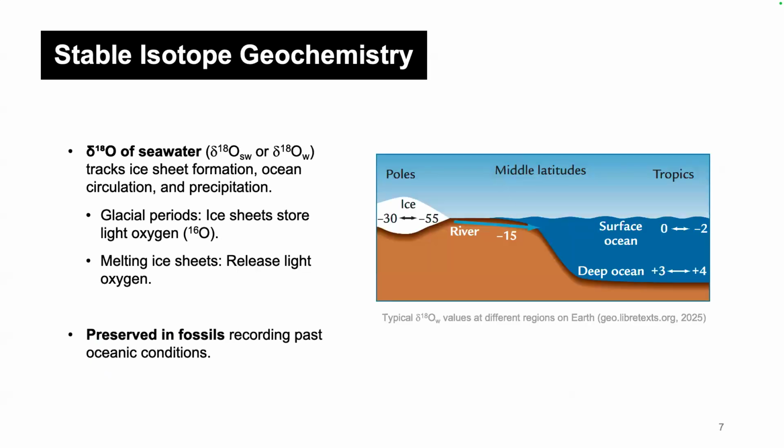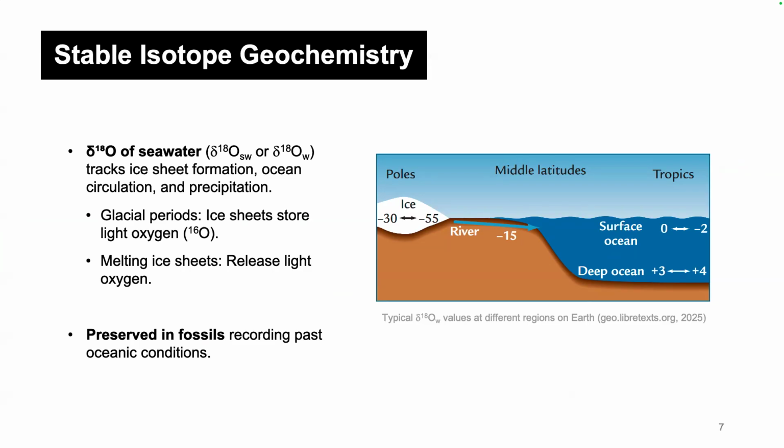Delta 18O in seawater is a valuable tool for understanding hydrological changes, including ice sheet formation and melting, ocean circulation patterns, and variations in global precipitation and evaporation. During glacial periods, ice sheets preferentially store lighter isotopes, increasing Delta 18O values in seawater. Conversely, melting ice sheets release lighter isotopes back into the ocean, decreasing Delta 18O values. Together, Delta 13C and Delta 18O provide a comprehensive picture of past environmental conditions.